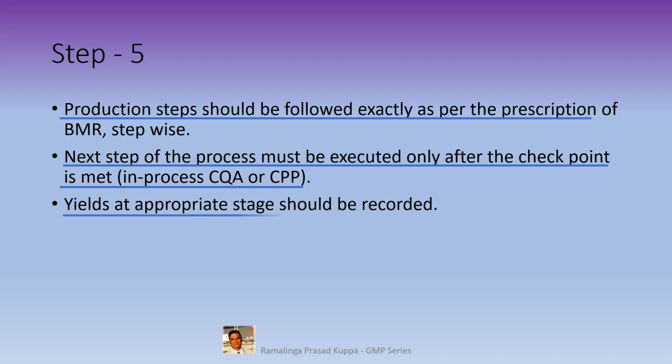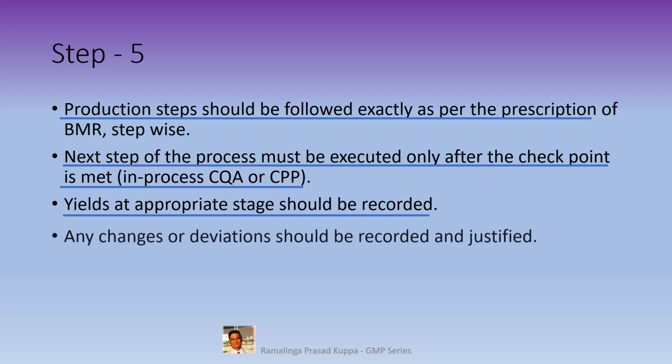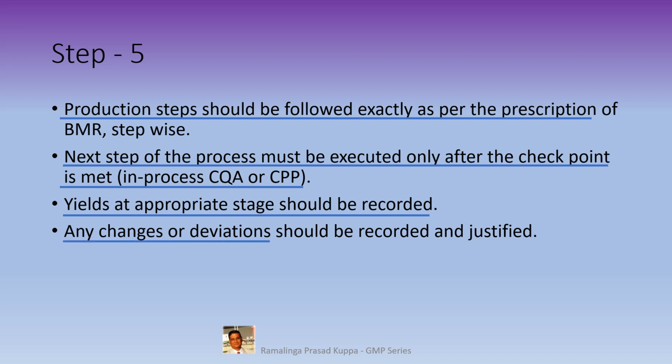Yields at appropriate stage should be recorded. If the process goes as prescribed, the yield will be as per the specifications. This confirmation is to establish that the process is under control, yielding correct product. Any changes or deviations should be recorded and justified. This is a GMP requirement, section 211.100 and 211.111. Provide detailed information on such deviations.